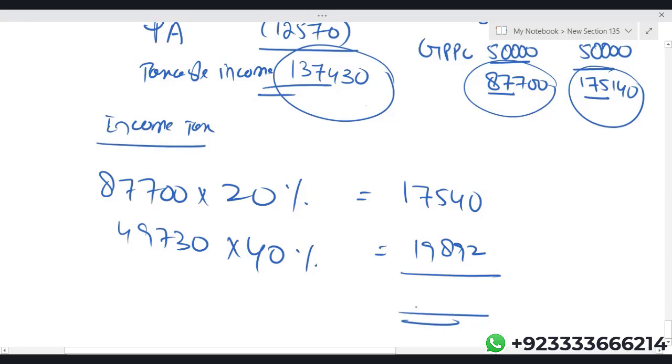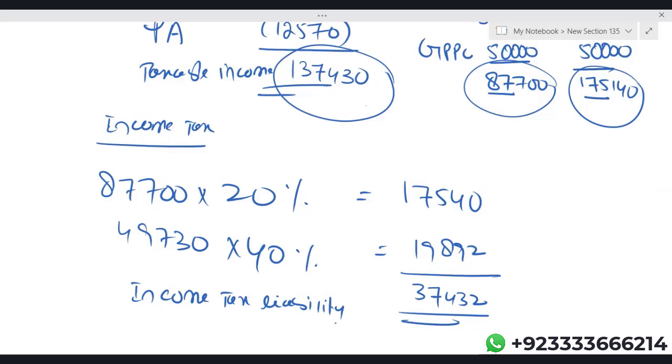17,540. So students, obviously a number of students got the correct answer. That's great. 37,432 income tax liability. And those students who were not having the same answer, please go back and revise again. Okay. I hope now it is clear to everyone.